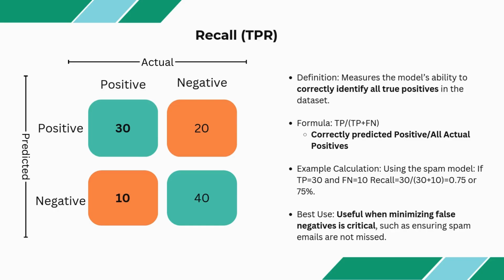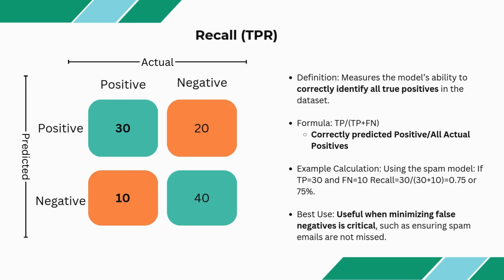Next one is recall, also known as true positive rate. And why is it used? It is used for measuring the model's ability to correctly identify all true positives in the dataset. And its formula is correctly predicted positive ones divided by all actual positives.